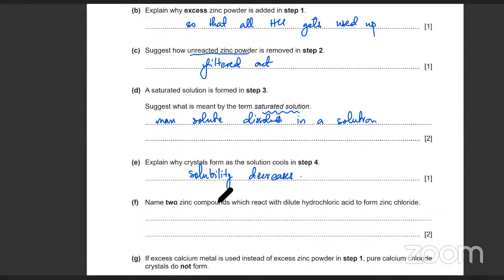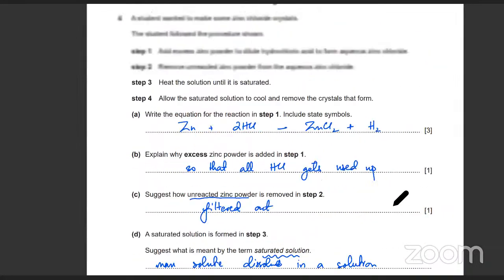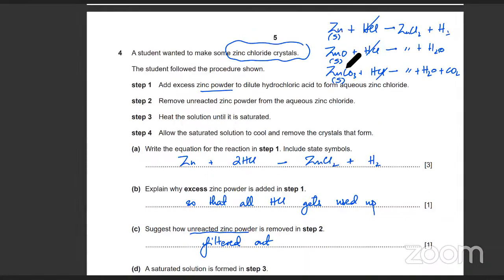Now name two zinc compounds which react with dilute hydrochloric acid to form zinc chloride. ये वाला आ गया. वो क्या दो और बताओ तो. That's zinc oxide and zinc carbonate, right?